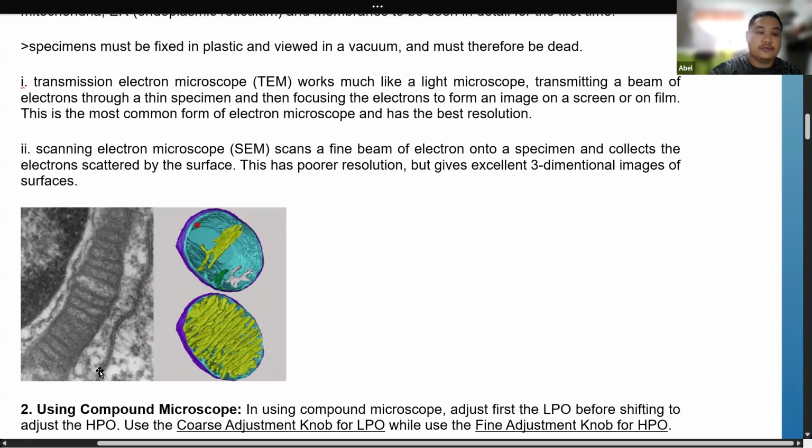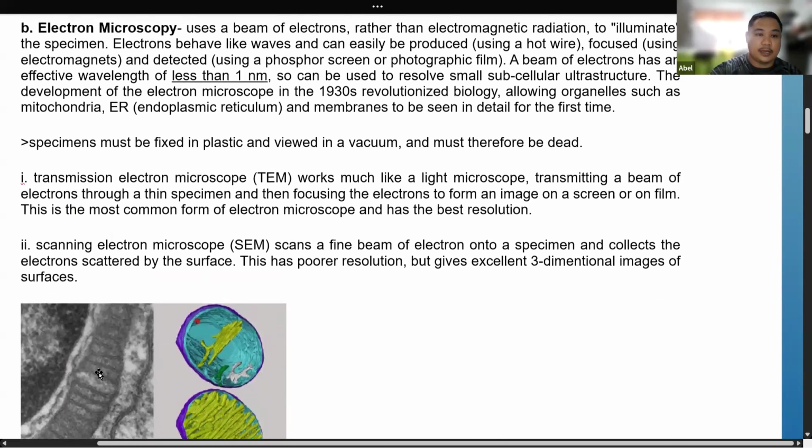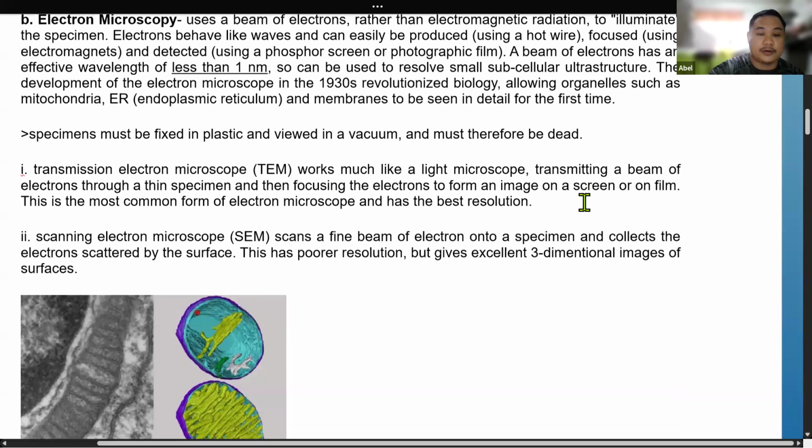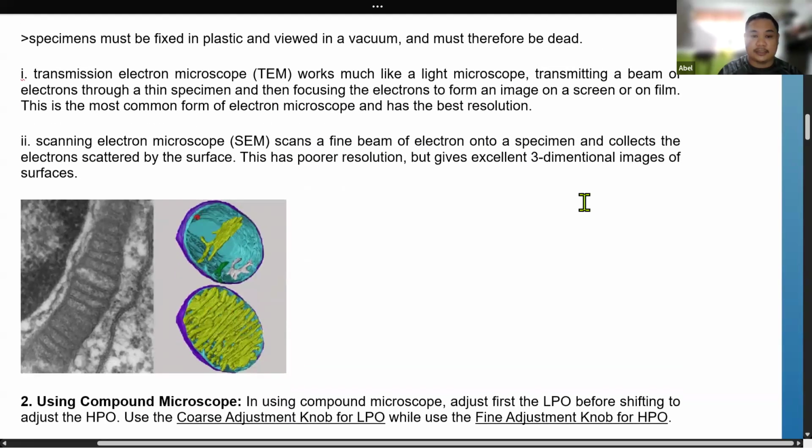We also have two types of electron microscopy. We have the transmission electron microscope, which works like a light microscope, transmitting a beam of electrons through a thin specimen and then focusing the electrons to form an image on a screen or on film. We also have the scanning electron microscope. This one scans a fine beam of electrons over a specimen and collects the electrons scattered by the surface. This has poorer resolution, but it gives an excellent three-dimensional image of surfaces.